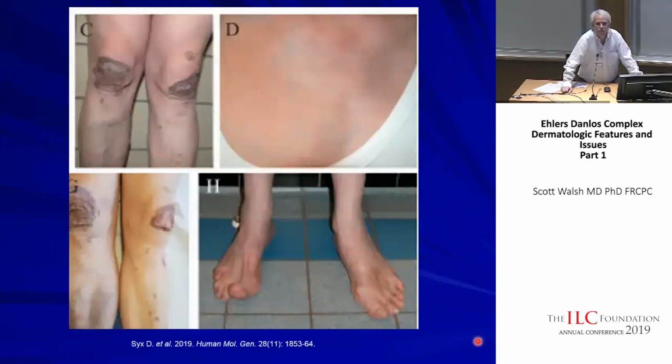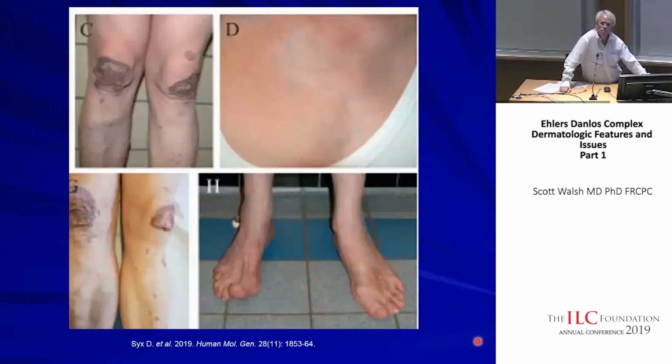This is one of the newer types of EDS. So this one's not in the classification system yet. So this is a newly described one. And they have features of both vascular type as well as classic type. So you can see the very prominent vascularity on the chest. You can see the abnormal scarring pattern on the knees. And you can see the person here has planus or flat feet.